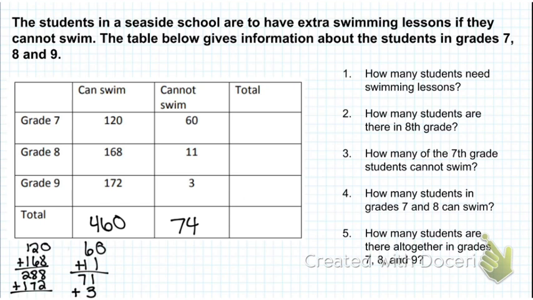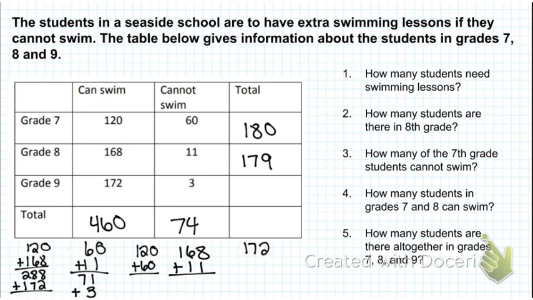now I got to get my rows. Okay, so for my first row, I got 120 plus 60. So that's going to give me 180. Then I got 168 plus 11. That's going to give me 179. And then that last row that we have is 172 plus 3. That's going to give me 175.